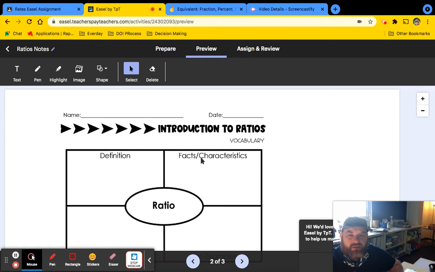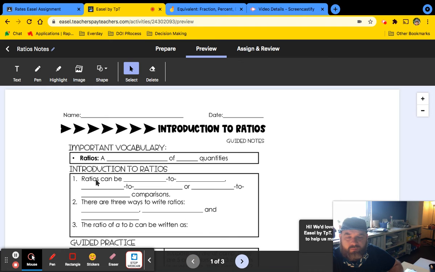So what are some facts or characteristics about a ratio? So these are facts and definitions. Okay? So ratios can be blank, blank, blank.